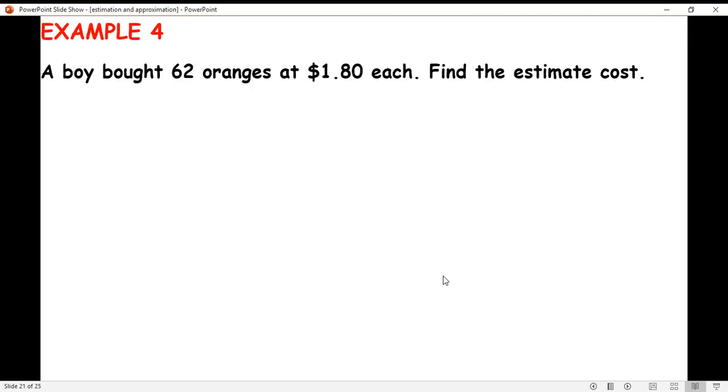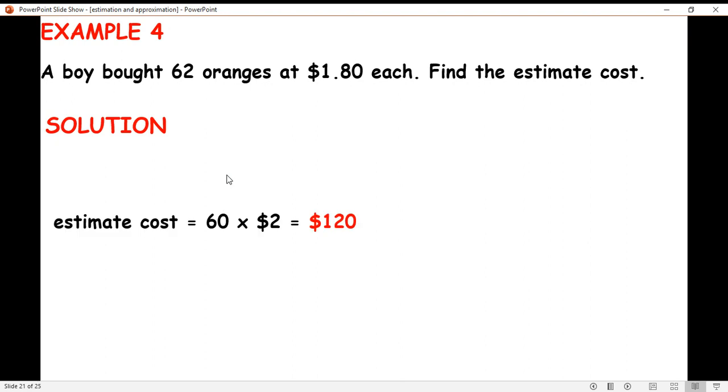All right, now this is going to be our example 4. We're told that a boy bought 62 oranges at $1.8 each. 62 oranges at $1.8 each. Find the estimate cost. This question does not demand the actual cost. If it is the actual cost, you are simply going to multiply 62 times $1.8. Okay. Since we are told to find the estimate cost, how are we going to solve that now?